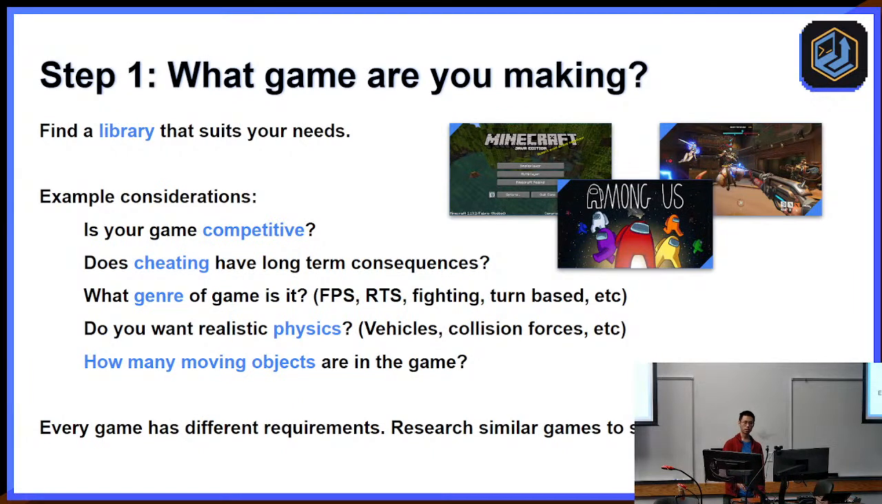What genre is it? FPS games, first-person shooter. RTS is real-time strategy, fighting, turn-based, etc. All of these genres have different ways of implementing networking, and before you try to make a network game in that genre, it's fairly good to research how it is implemented and what unique challenges it has. Realistic physics. Physics is really hard to do properly with networking.